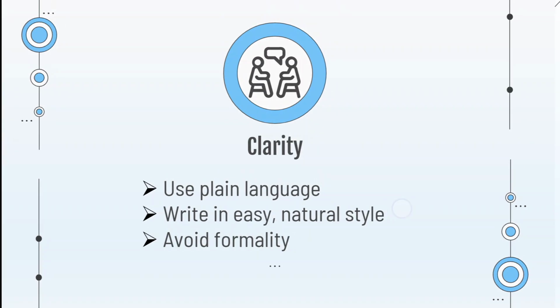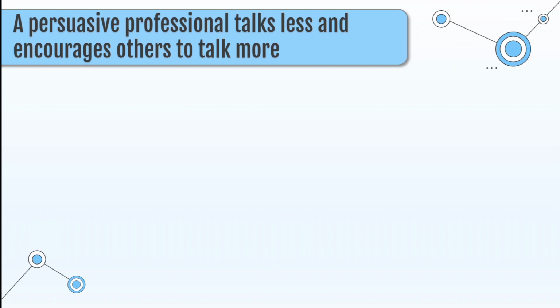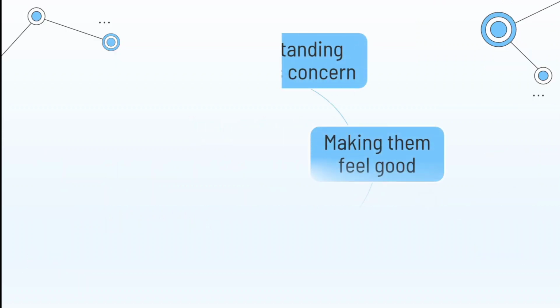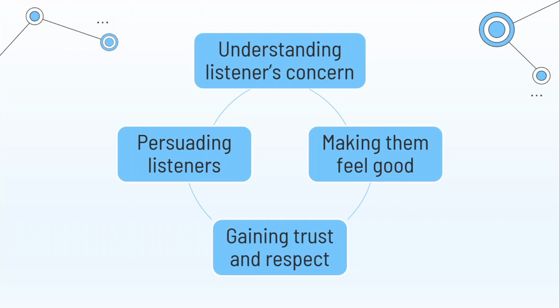Now let's move to our second topic. A persuasive professional talks less and encourages others to talk more. What is persuasion? So, persuasion is the process of convincing someone else to carry out an action or agree with an idea. Before persuading someone, the professional will often need to know and understand their concerns or argument. Giving the other person time to speak and share their thoughts will make them feel valued and can contribute to building trust. It will also allow to understand their motivations, which in turn will help to persuade the person.